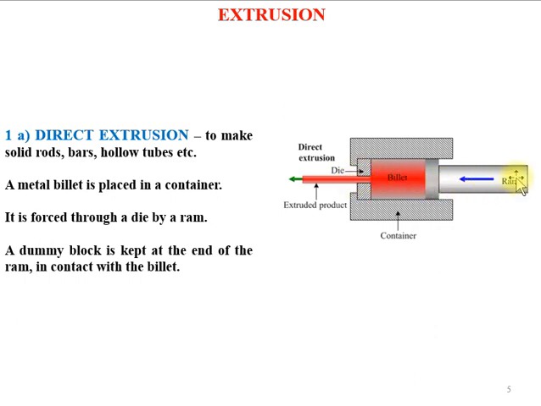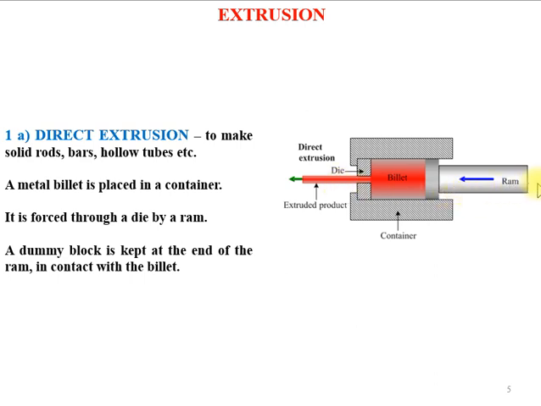So when we apply the compressive force onto this billet, through this only vacant space the material will come out. This is nothing but our extruded component, or the extruded product, or extrusion. Right? So in direct extrusion, if you're getting the material in the same direction as the direction of application of force, we call it direct extrusion.